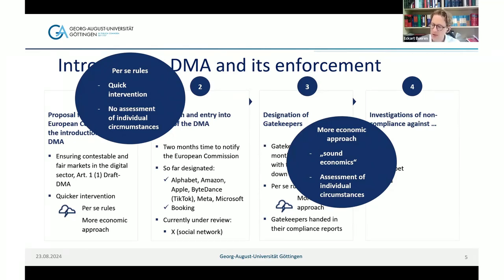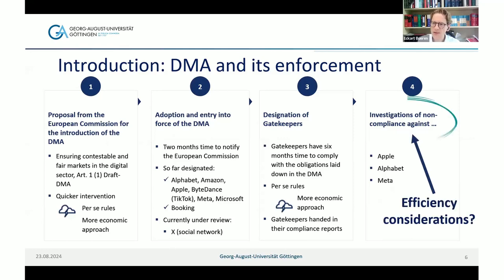And this is actually the topic of my presentation. To what degree are there efficiency considerations, nevertheless, despite this regulatory shift, in play in case of investigations of non-compliance or investigations of the Commission? And of course, I have to say as a disclaimer that so far this is a purely theoretical or doctrinal analysis because the first cases just start. So I can't rely on court judgments on the DMA yet. This still has to come. But nevertheless, we have to analyze the DMA first to know how the parties should behave.